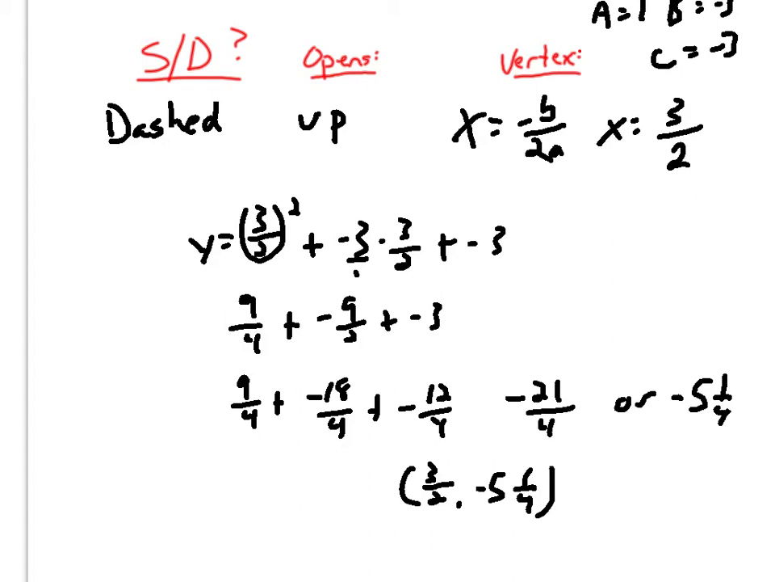So my vertex is 3 halves and negative 5 and 1 fourth. On the next slide, I've already made the table of values for us because we know how to go about making a table of values. We're going to pick 3 points that are lower than this. So I would start with 1, and then 0, and then negative 1.